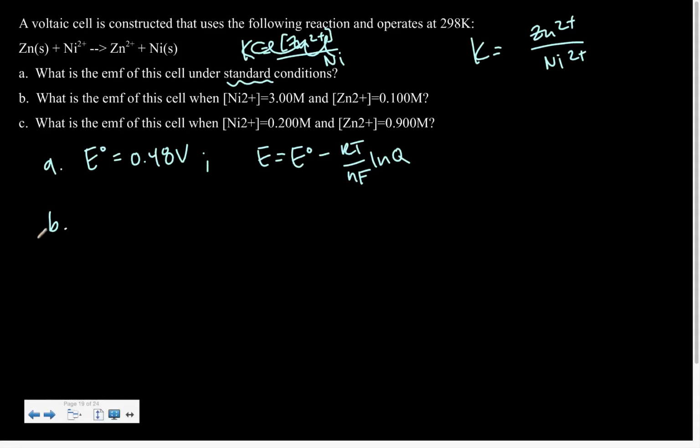So what is the EMF of this cell when nickel is equal to 2 plus and zinc is equal, you know what I'm saying. And the whole point is that now we're away from standard conditions, which means that now we have to actually think about what that effect is going to be, right?